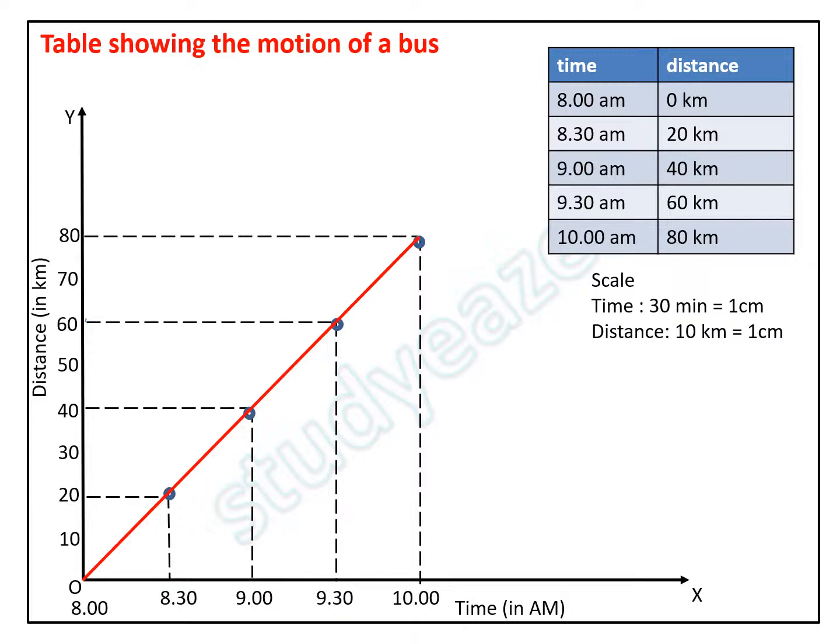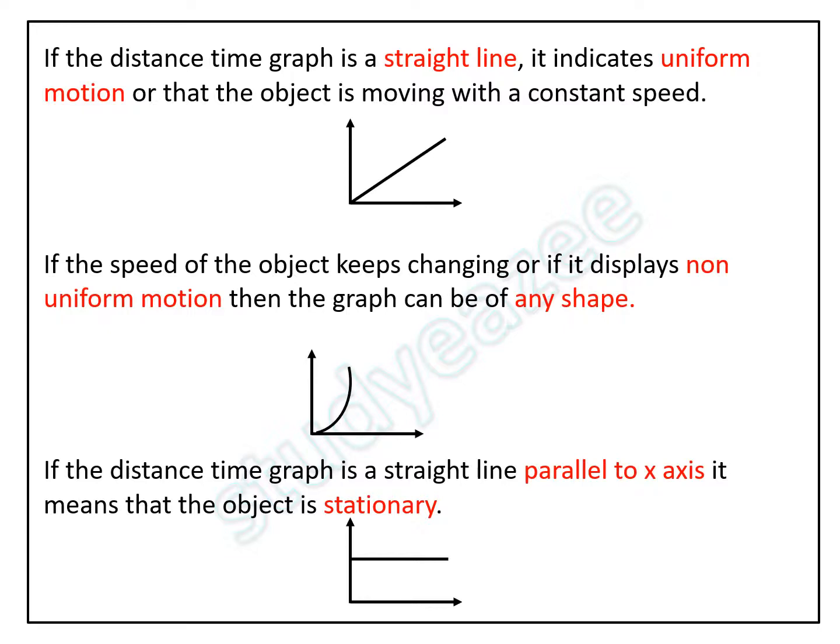On joining all the points, we again obtain a straight line on the graph, indicating that the bus has moved at uniform speed. If the distance time graph is a straight line, it indicates uniform motion, or that the object is moving with a constant speed. If the speed of the object keeps changing, or if it displays non-uniform motion, then the graph can be of any shape. If the distance time graph is a straight line parallel to the x-axis or the horizontal axis, it means that the object is stationary.